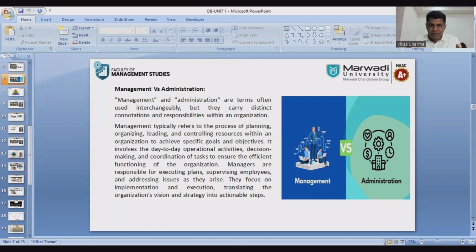Both are different, functions are different, focus is different. But one important trait is that both have to be adaptable, because the world is changing at a global level, things are changing very rapidly, technology is changing. They have to be adaptive so that they can respond to emerging challenges. I hope the difference between management and administration is clear now.